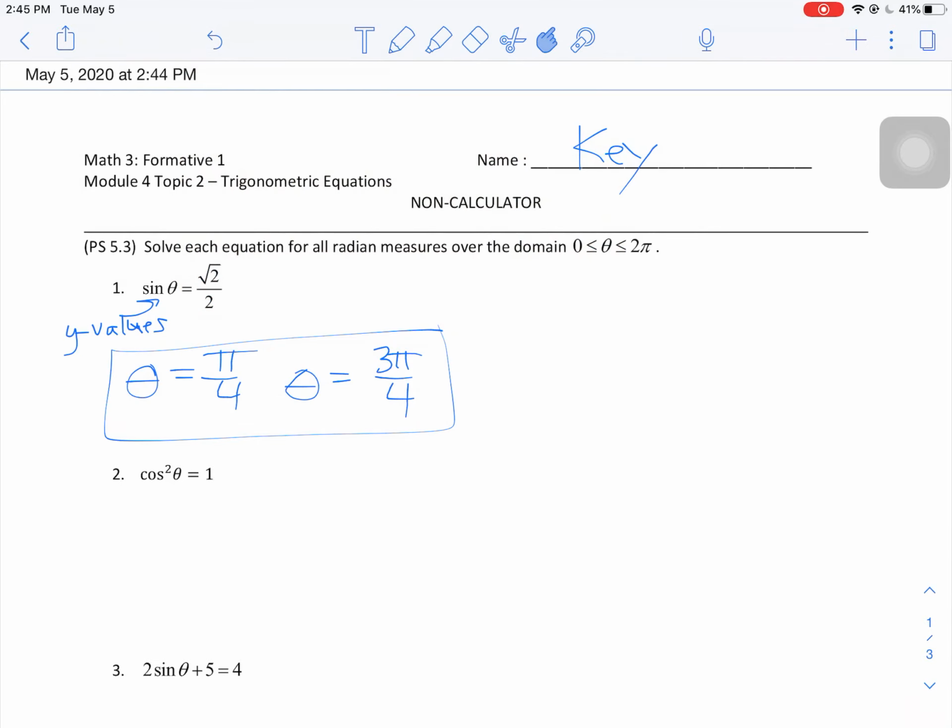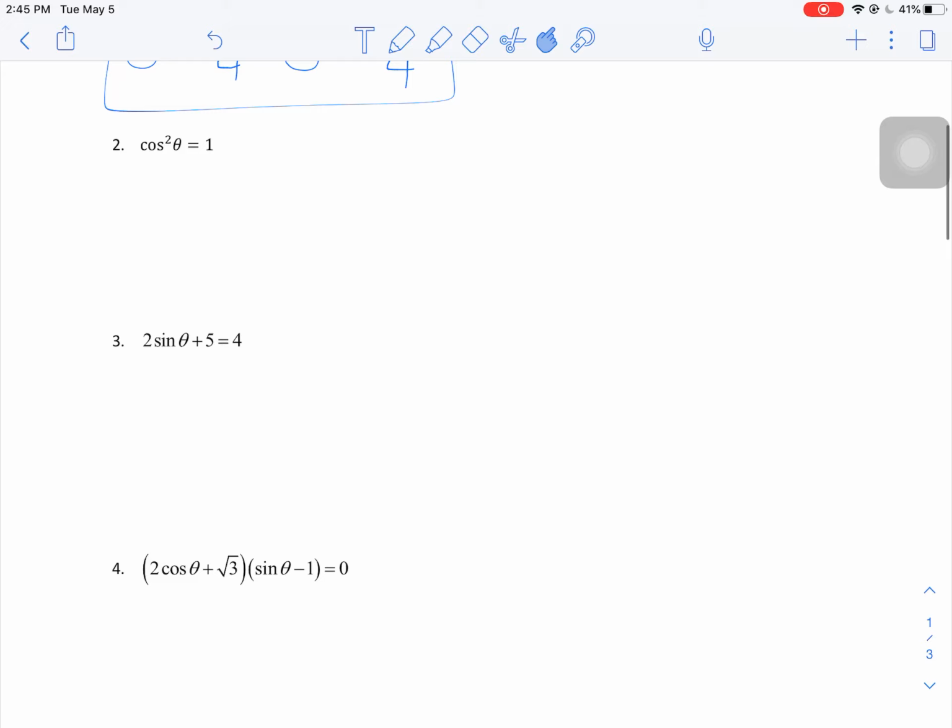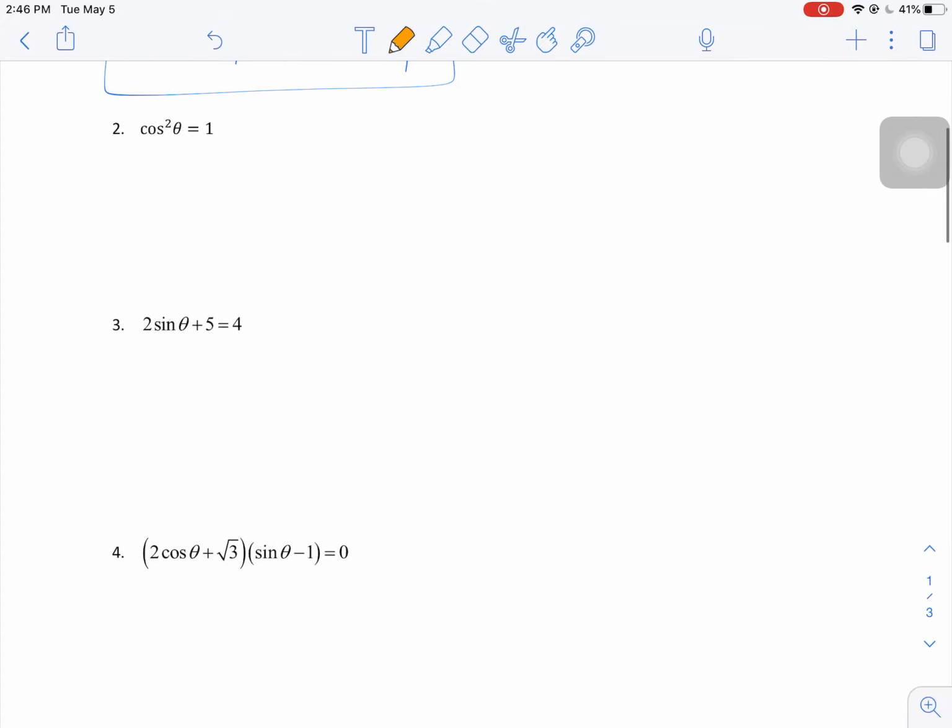On number 2, we want to get the cosine all by itself, and it's currently being squared. So we're going to need to square root. The only way to undo something squared is to square root. So square root the left side, square root the right side. So cosine theta equals, and then whenever we introduce a square root into an equation that we're solving, we want to add the plus minus symbol. So the square root of 1 is plus or minus 1.